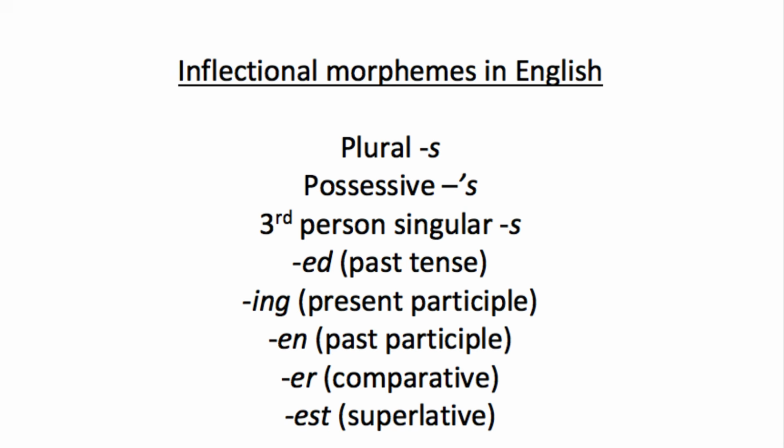We have the er, comparative, which you use from cold to colder. That's not the same as the agentive er, like turning teach into teacher, because that changes the lexical category from one to another. But that er in colder is doing something more grammar-like. And then the last of these is the superlative, the est, such as in the word coldest. So there's just eight inflectional morphemes in English, but other languages may use a lot more inflectional morphology.